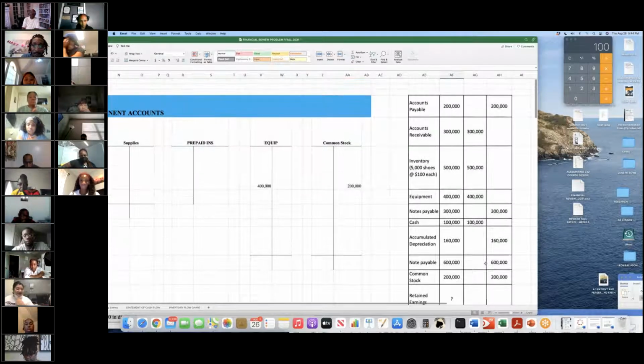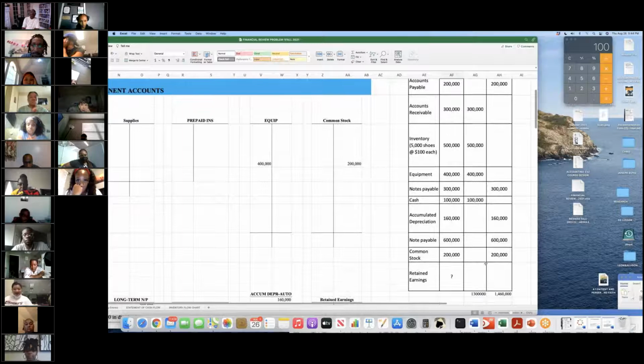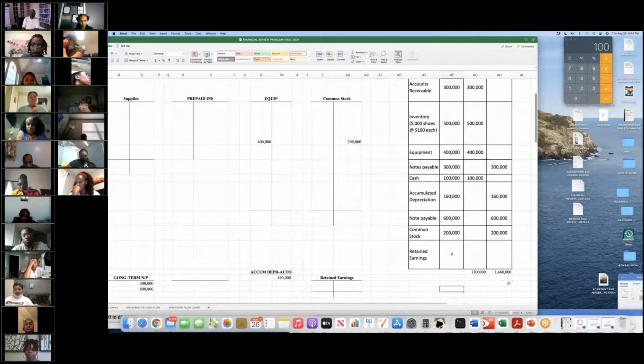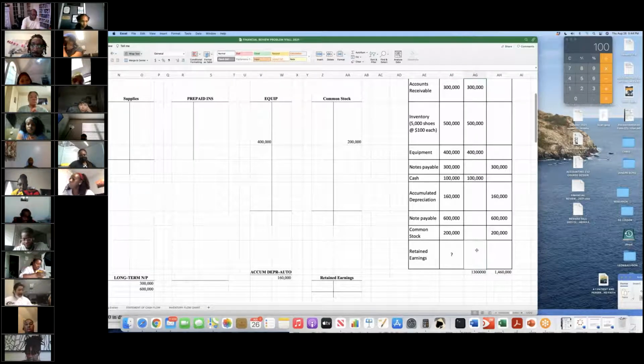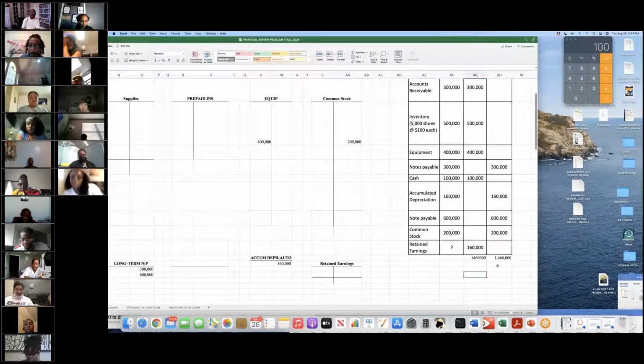You began at a loss. Okay, so retained earnings must be what? 160,000, correct? Debit. So now with 1,460,000. Anytime retained earnings has a debit, you should realize the company's not doing that well.